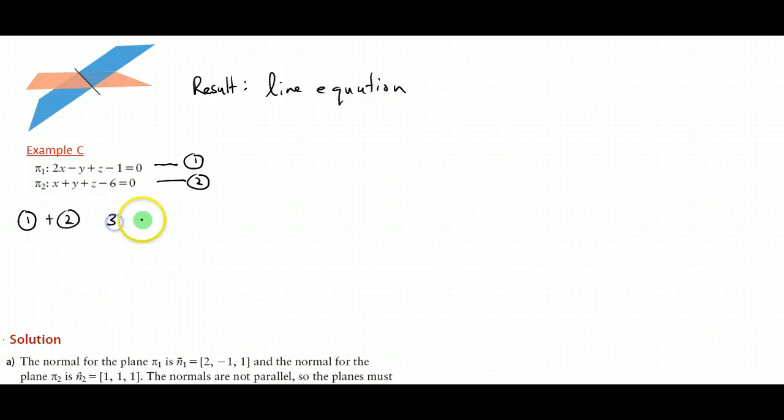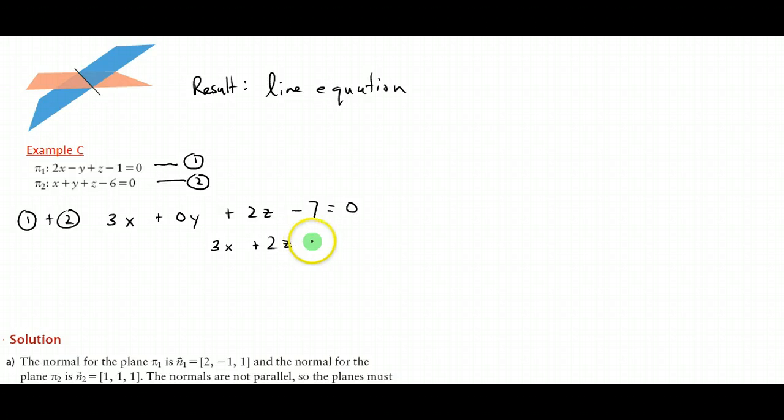And I'll end up with 3x plus 0y plus 2z minus 7 equals 0. So I just added the x's, minus y plus y is 0y, z plus z is 2z, and minus 1 plus minus 6 is minus 7. And that's all we can do. We've eliminated y, and we end up with this equation with two variables. So 3x plus 2z minus 7 equals 0.